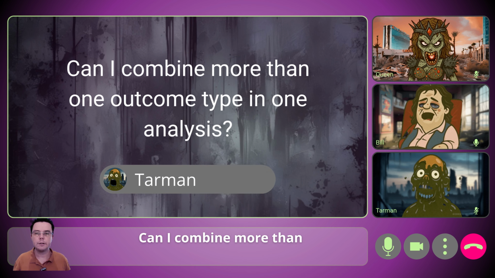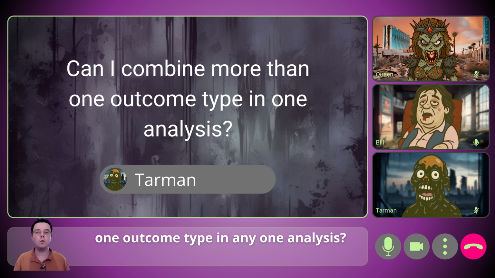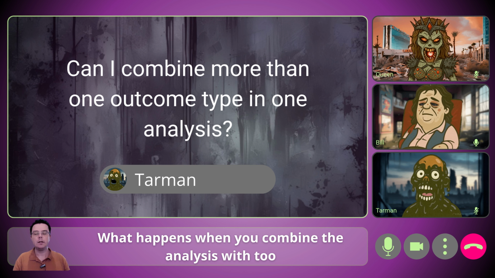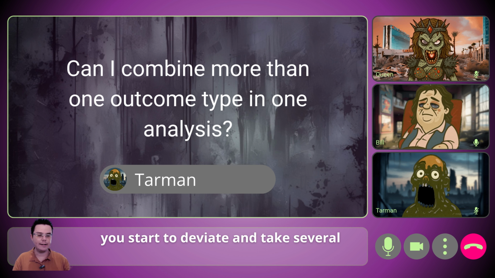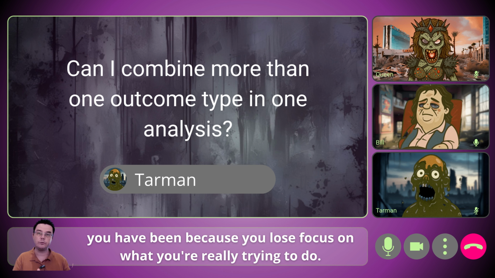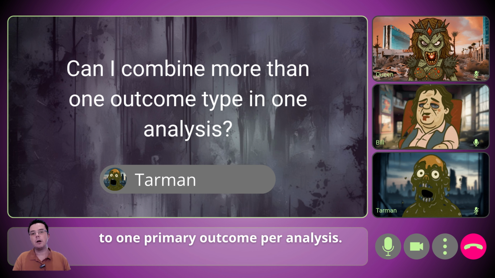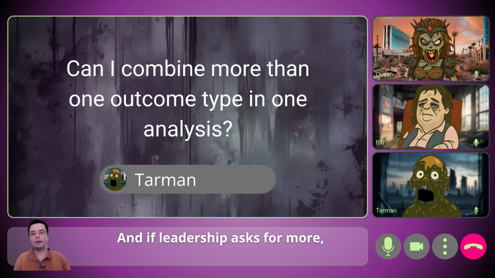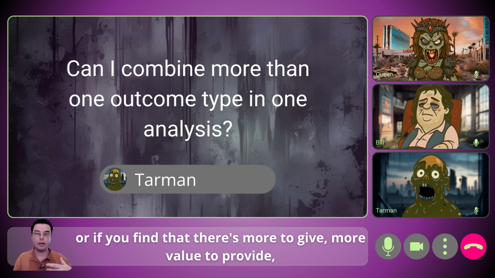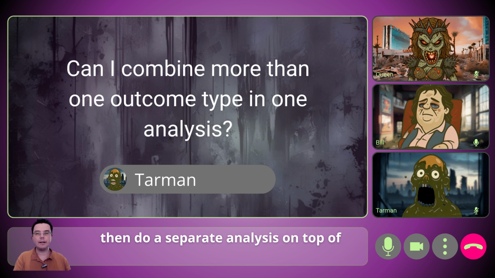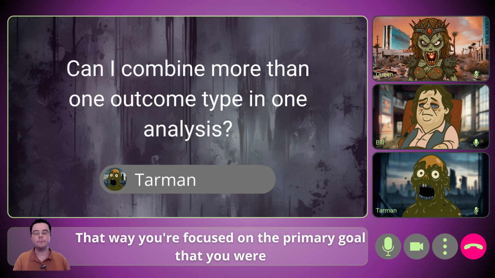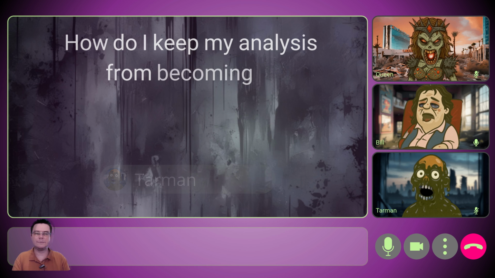All right, Tarman, can I combine more than one outcome type in any one analysis? Yes, but I don't recommend it. What happens when you combine the analysis with too many types, you start to deviate and take several weeks like you have been, because you lose focus on what you're really trying to do. Stick to one primary outcome per analysis. And if leadership asks for more, or if you find that there's more value to provide, then do a separate analysis on top of it. That way you're focused on the primary goal that you were originally assigned.